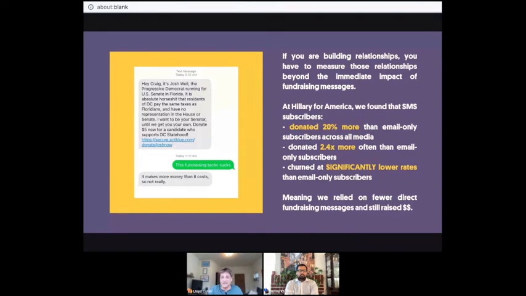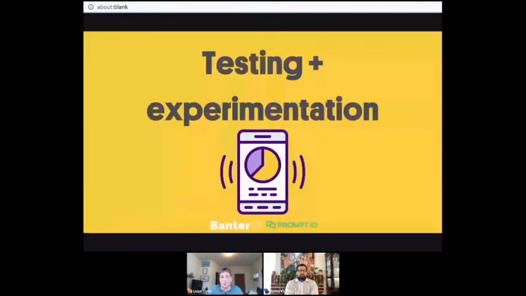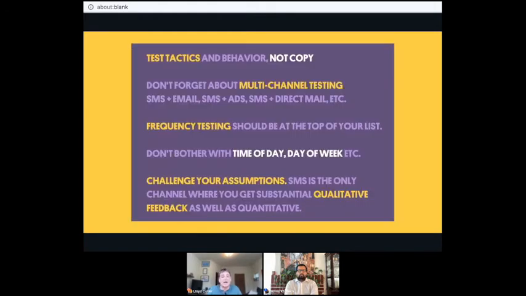So testing and experimentation, I think, is really fun and is a place where you can see a lot of great results. Too often, I think people get stuck in the weeds and think about tests that maybe are carried over from email or stuff that they think about in other channels. But testing in SMS is really unique because, like I said, SMS is a unique channel. So you want to think about testing tactics and behavior, not copy, right?